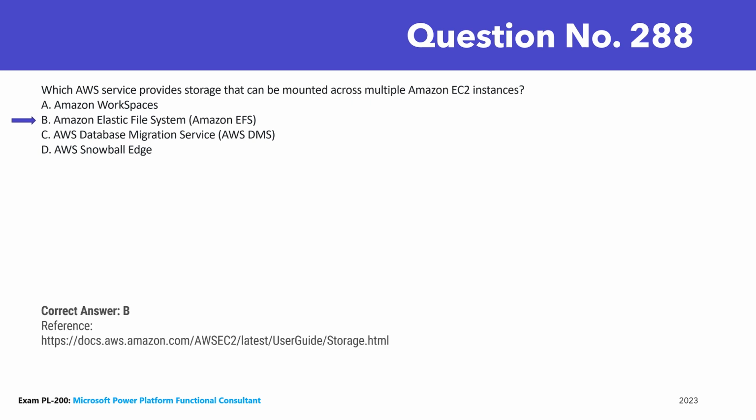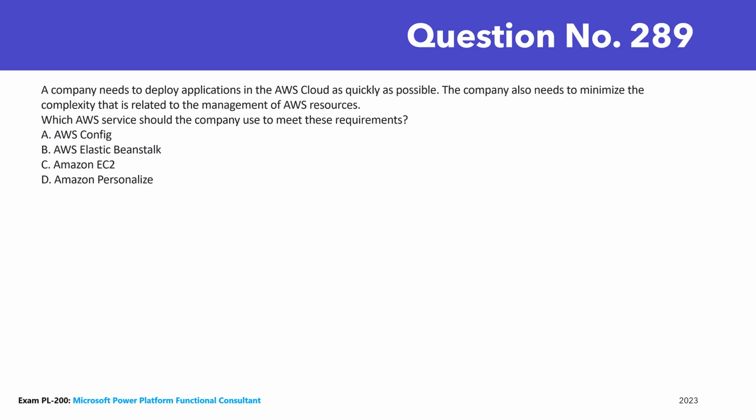A company needs to deploy applications in the AWS Cloud as quickly as possible. The company also needs to minimize the complexity that is related to the management of AWS resources. Which AWS service should the company use to meet these requirements? A. AWS Config. B. AWS Elastic Beanstalk. C. Amazon EC2. D. Amazon Personalize. Correct answer, B.